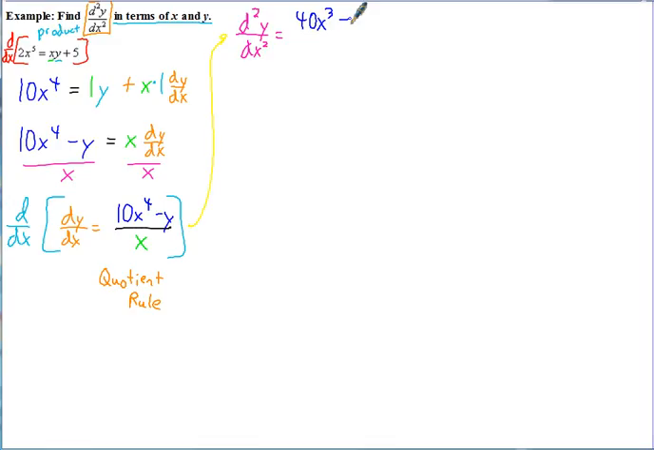cubed minus the derivative of y is 1, but that's where we took the derivative of y term, so we're going to need dy dx. And put that whole thing in parentheses, because that's just the derivative of the numerator, and then the quotient rule says you take the derivative of the numerator times the denominator as it is, which is just x, and then minus the numerator as it is, 10x to the fourth minus y, in parentheses, times the derivative of the denominator, the derivative of x is just 1. All divided by the denominator squared, so x squared.